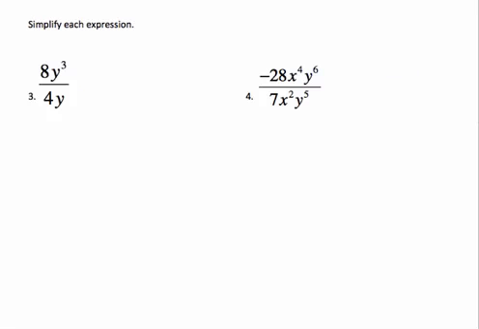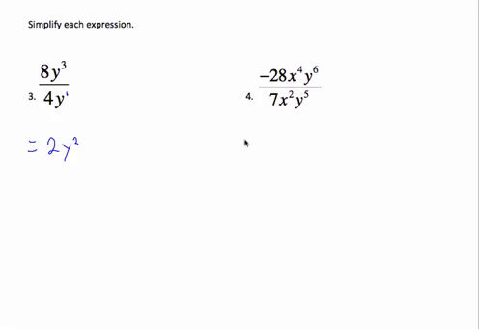Okay, and looking at another example. Now here we have a few variables and some numbers here. So you can think of this as the fraction 8 divided by 4. So 8 divided by 4 does give you 2. And y to the power of 3 divided by y, well, you can think of that as y to the power of 1. You can subtract the exponents and you get y squared.